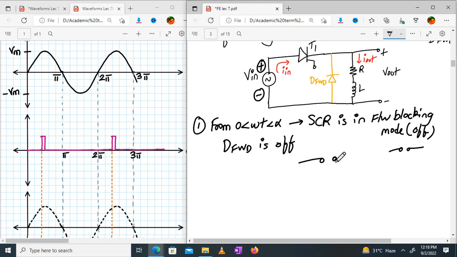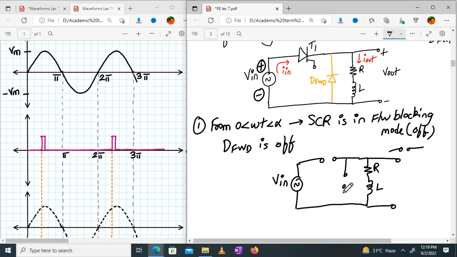Yes. This is V in, this is RL, and here we have V out. And here we have a diode which is an open circuit, correct? Now tell me, will any current flow in the circuit? And which current will flow in the circuit? What will be the voltage across the SCR?